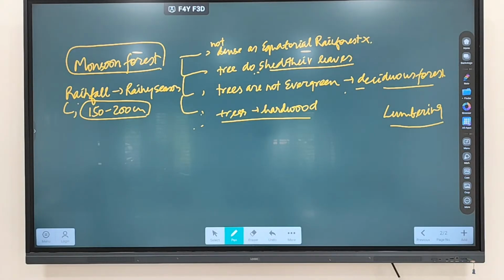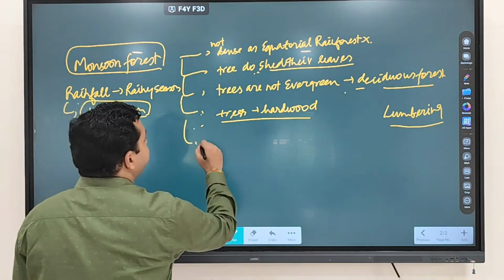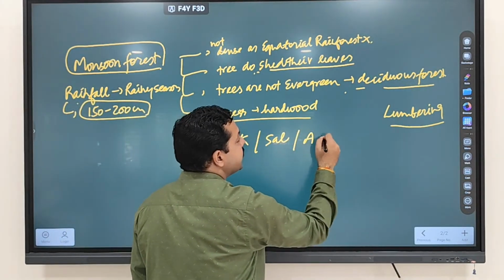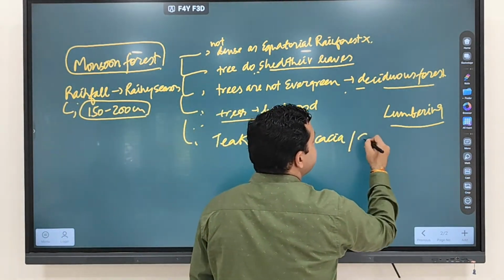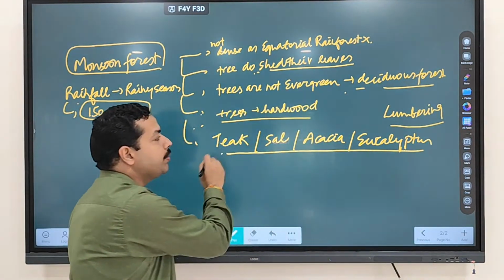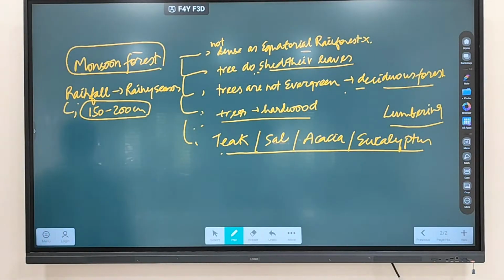Fine. So what are the dominant types of trees you're going to find? You're going to find teak, saul, acacia, even eucalyptus. These are the types of trees you're going to see in the tropical monsoon type of climatic condition. These are hardwood, durable wood, and can be used for various activities. Clear?